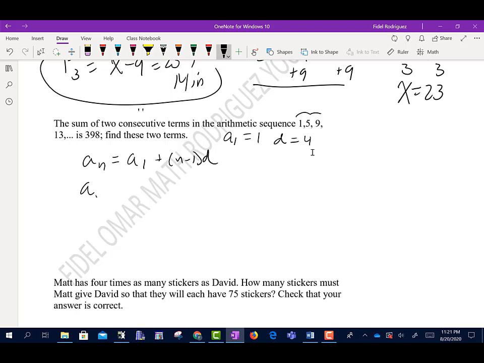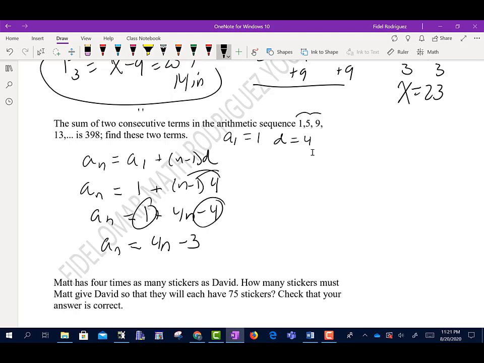Okay. So a_n equals 1 plus (n minus 1) times d, which is 4. So a_n equals 1 plus, if I multiply this, 4n minus 4. So a_n equals 4n, if I have $1 but I owe you 4, minus 3. Okay.